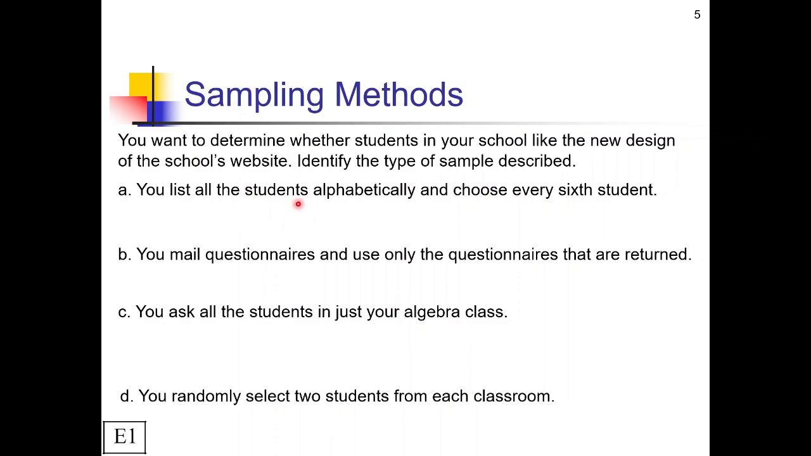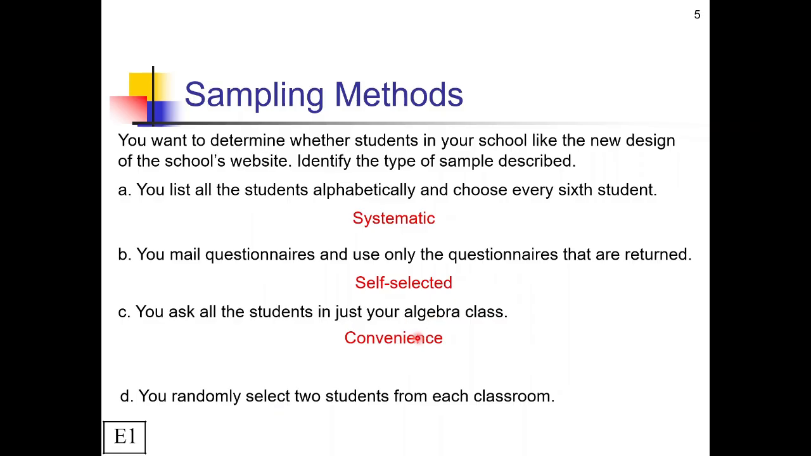For part A, you list all the students alphabetically and choose every 6th student. Since you're using a rule, this is a systematic sampling method. For part B, you mail questionnaires and use only the questionnaires that are returned. The people who returned them basically are volunteering to answer the survey, so this is a self-selected survey. And then part C, you ask all the students in just your algebra class some question. This is going to be a convenience sample. You're just finding the people who are closest at hand and asking them something.